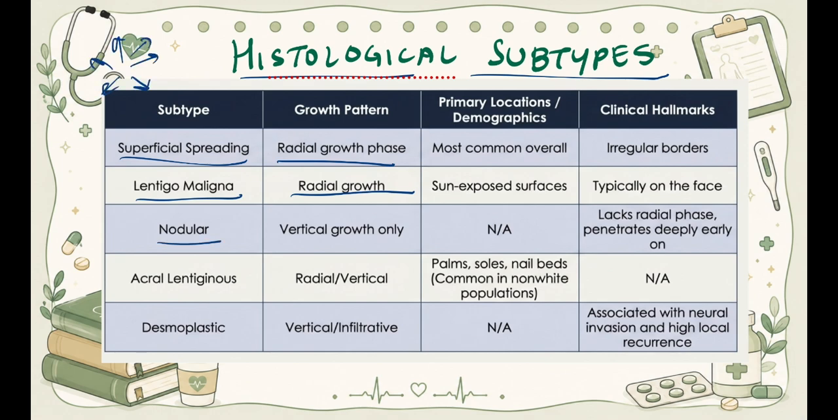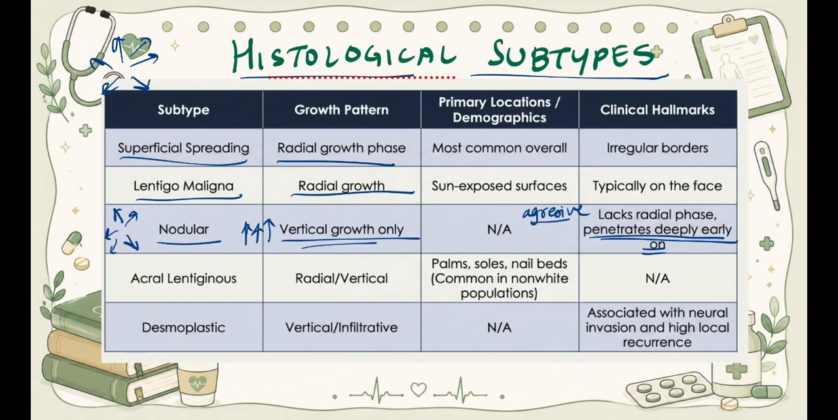Nodular melanoma, however, is completely different. It lacks that outward spreading phase entirely. Instead, it only grows vertically. It plunges deeply into the tissues very early on, making it incredibly aggressive.